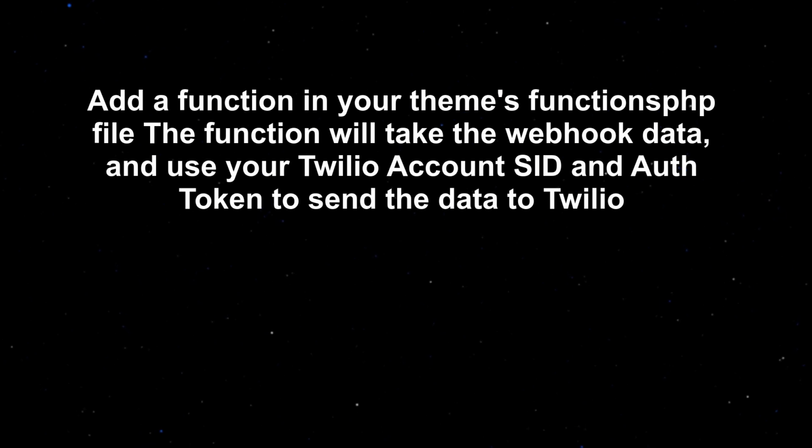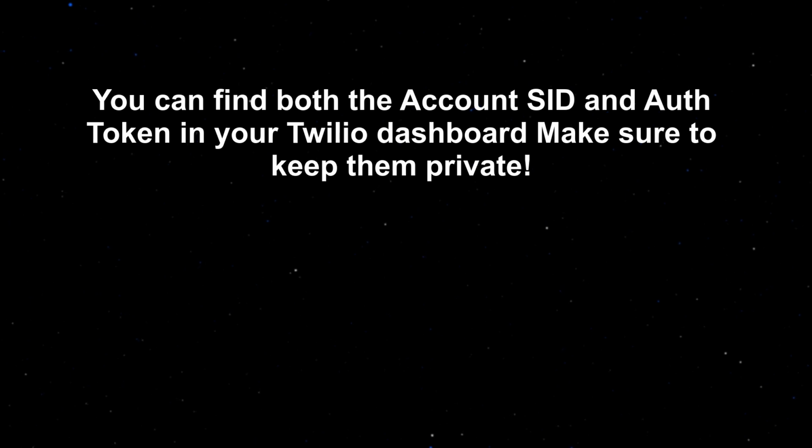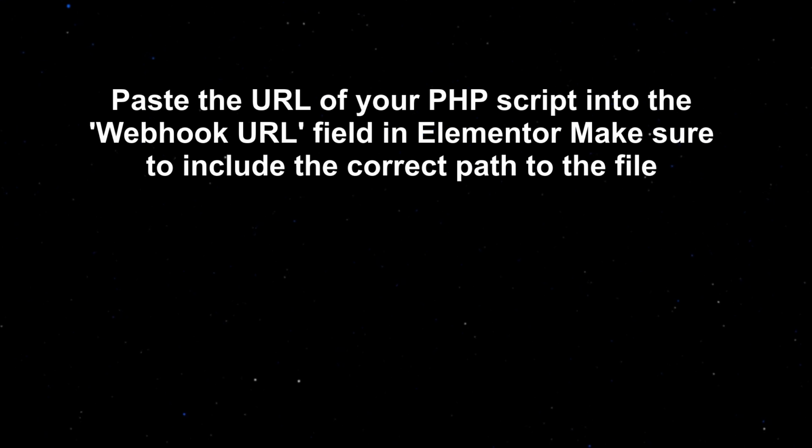The function will take the webhook data and use your Twilio account SID and Auth token to send the data to Twilio. You can find both the account SID and Auth token in your Twilio dashboard. Make sure to keep them private. Paste the URL of your PHP script into the webhook URL field in Elementor. Make sure to include the correct path to the file.